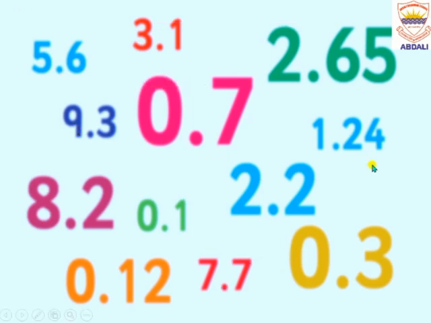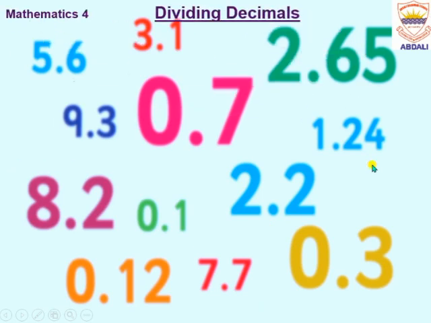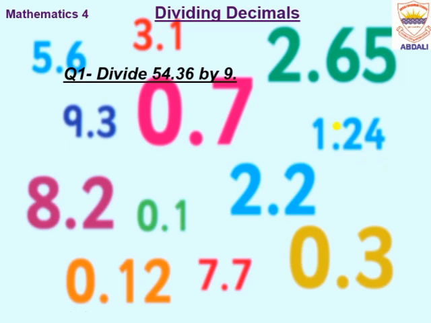Now move to our third question. Our question is divide 54.36 by 9. We are going to solve it. Divide 54.36 by 9. So 9 6s are 54. Okay. Again here is a point: we are going to solve 3. So what we will do? Hurry up, think about it.